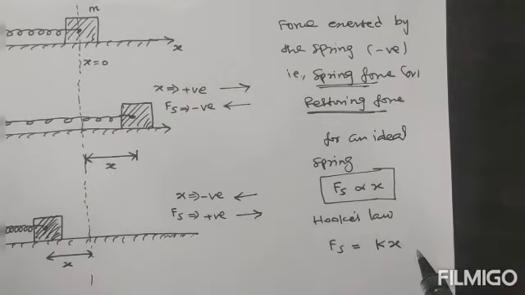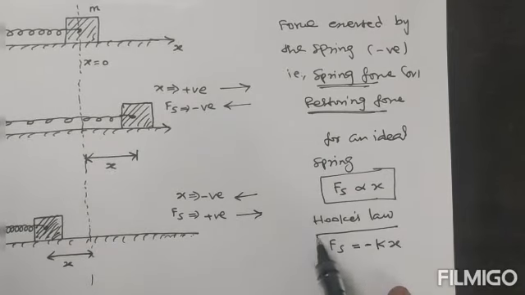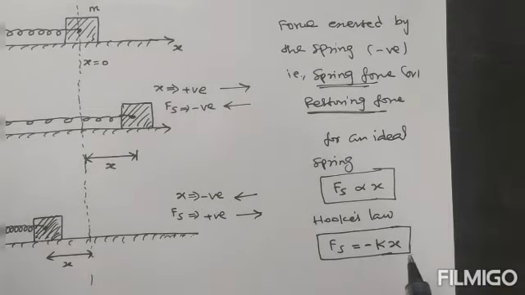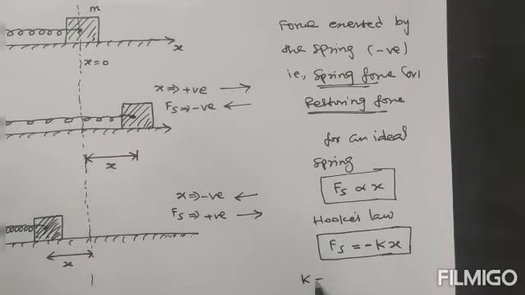But we know the force is always opposite to the displacement direction, so we add a minus sign. So Fs is equal to minus kx. This is a very important formula. Here the negative sign represents that the spring force direction is always opposite to the displacement direction. Here k is nothing but the spring constant.